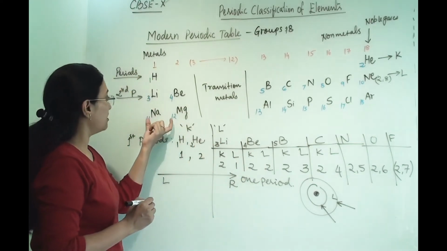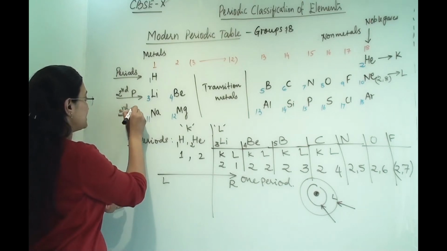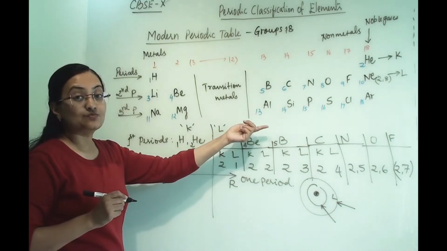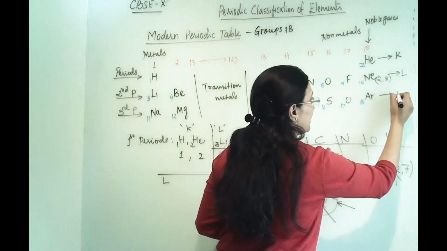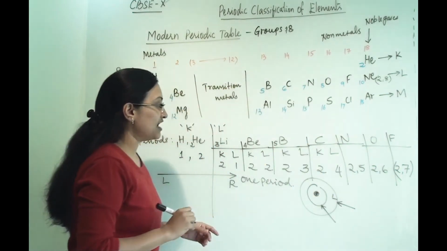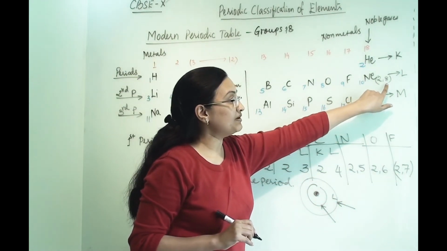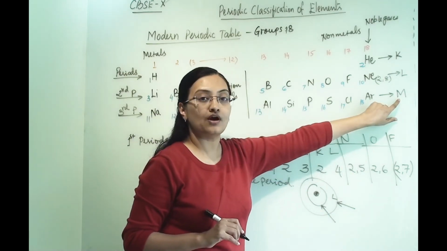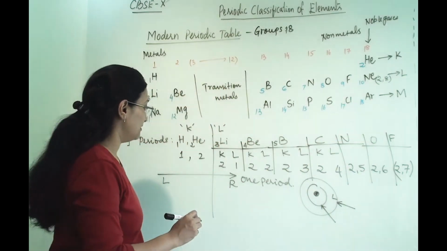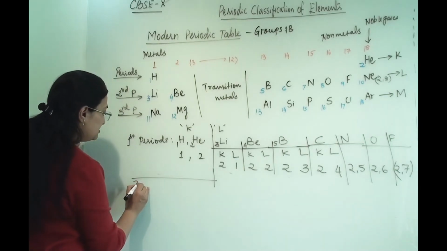Now let us check the third period. You can guess which shell is being filled in this period. Here it is the M shell. The M shell will start because at neon the L shell is completely filled. After that, if you have any electron, you definitely have to put it in the M shell. So let us check for the M shell. Here I am writing third period.